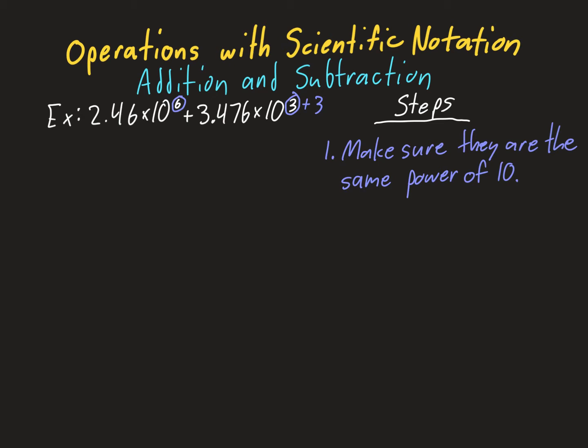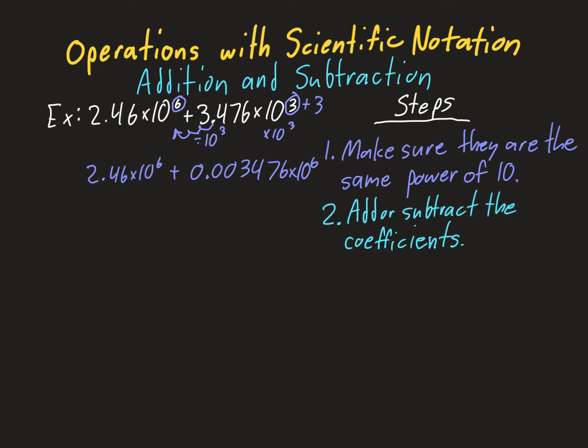However, we cannot change the total value of the number, so that means we're going to have to make our coefficient smaller. We're going to have to move our decimal to the left. So our new number is 0.003476 times 10 to the 6th, and both numbers now have the same power of 10. So we can move on to step 2, add or subtract the coefficients.